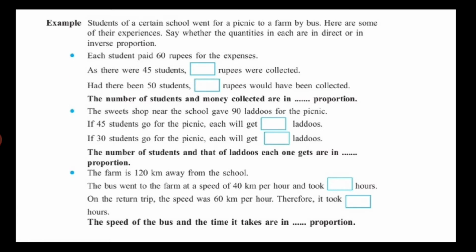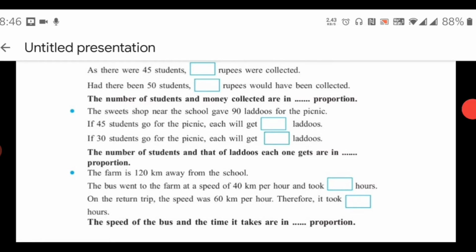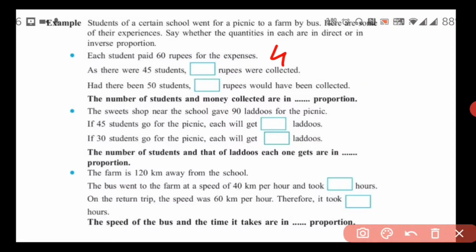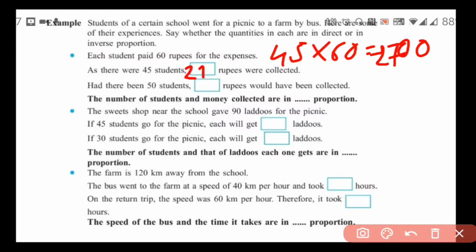One student pays 60 rupees. So 45 students will pay 45 into 60. 6 fives are 30, 3 carrying, 6 fours are 24, 24 plus 3 is 27, and this 0, so 2700. 45 students have to pay 2700 rupees. And if there are 50 students, they will pay 50 into 60, 5 sixes are 30 and 0 0. That means they have to pay 3000 rupees.